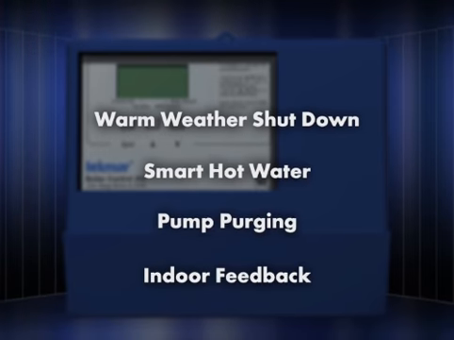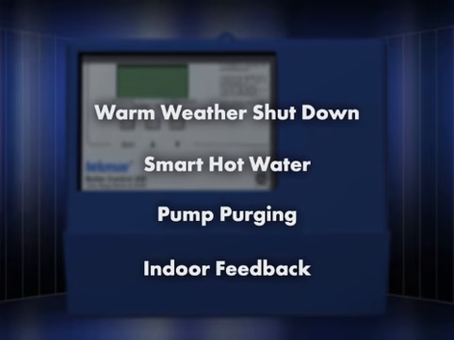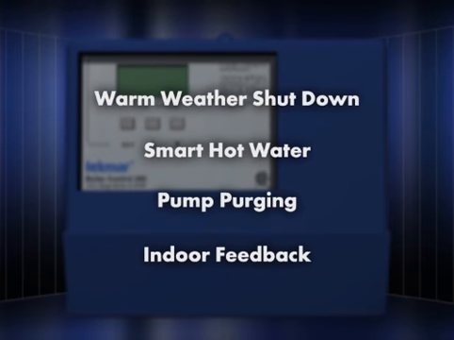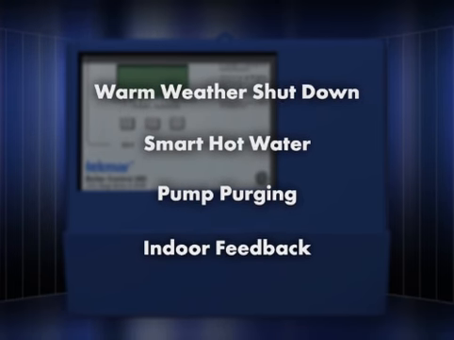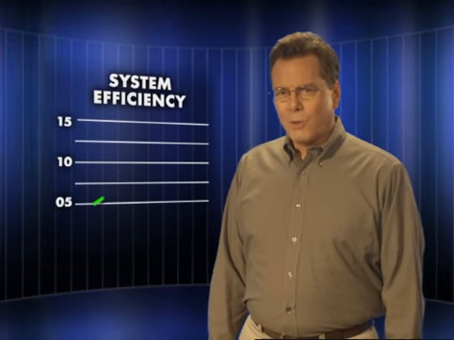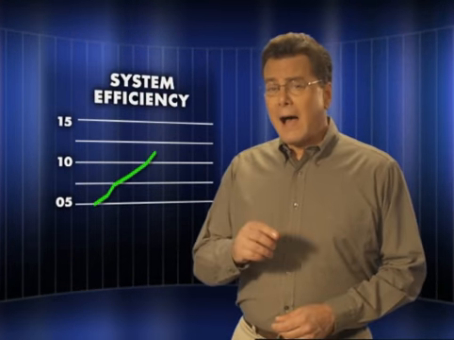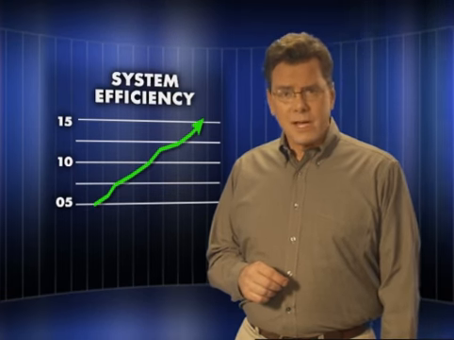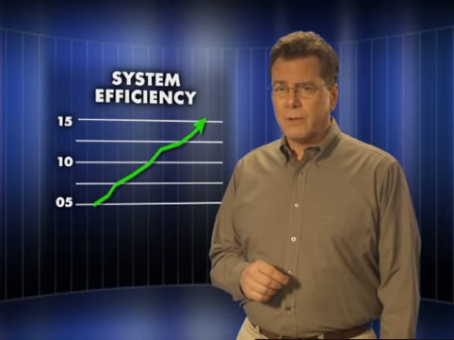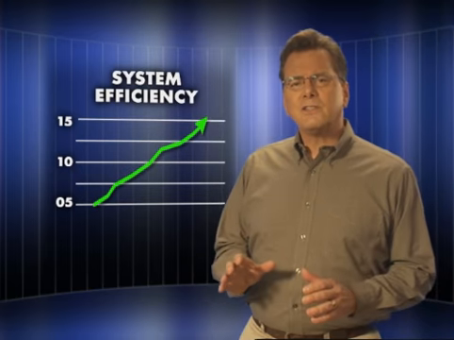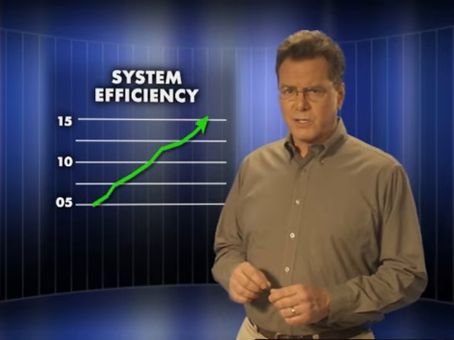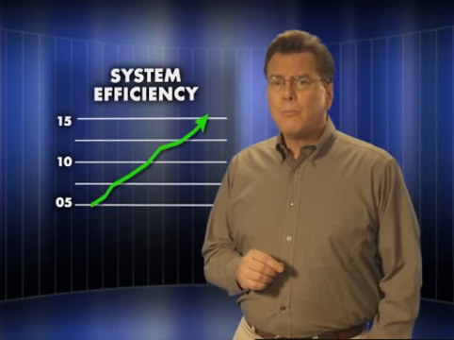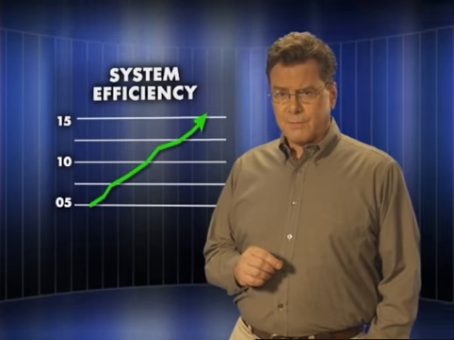Indoor feedback using an indoor sensor provides the most accurate supply target temperature to the control, enabling it to fine-tune the supply water temperature. With outdoor reset control, efficiency increases from 5 to 15% are common, and there have been some installations where substantially higher energy savings have been reported. This is technology that has been thoroughly proven in commercial installations and, with the increasing cost of energy, is now an important option for residential systems.